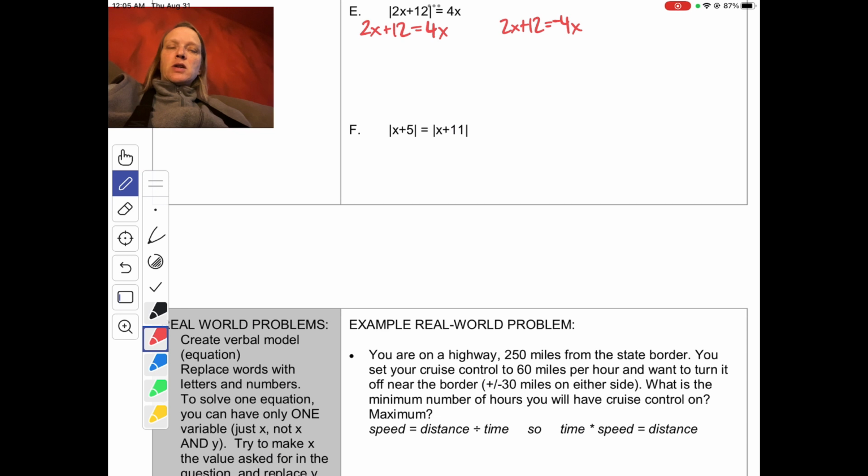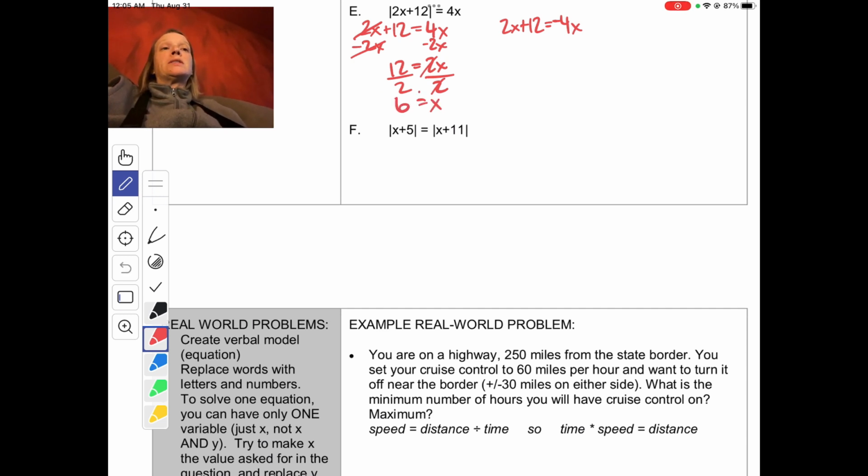So let's go ahead and solve these. I can get x on one side of the equation here by just subtracting 2x from both sides. That disappears, and I get that 12 equals 2x. And if I divide both sides of the equation by 2, I get x all by itself, and I find that x is 12 divided by 2, or 6.